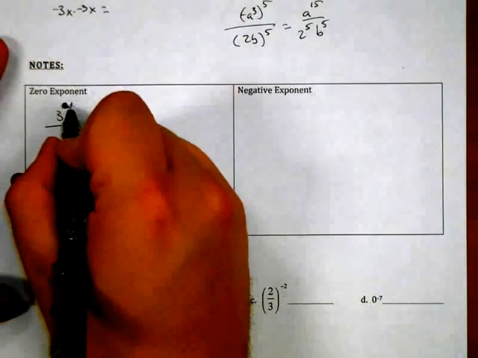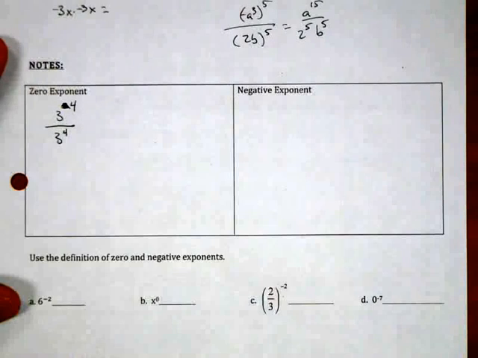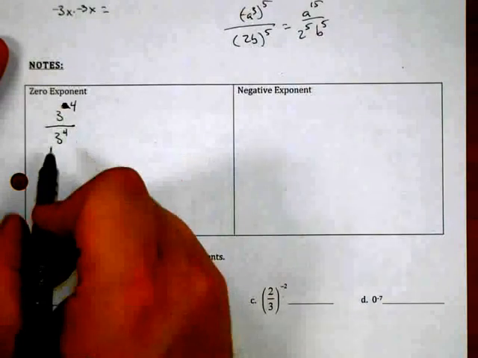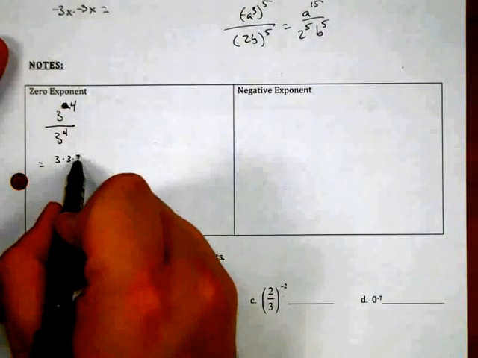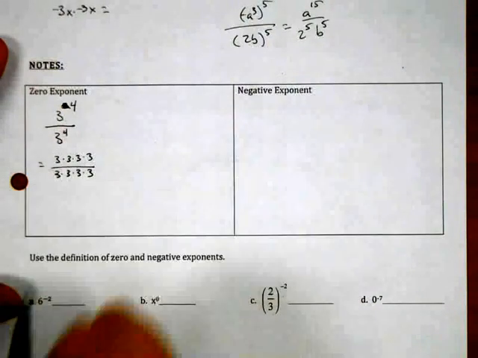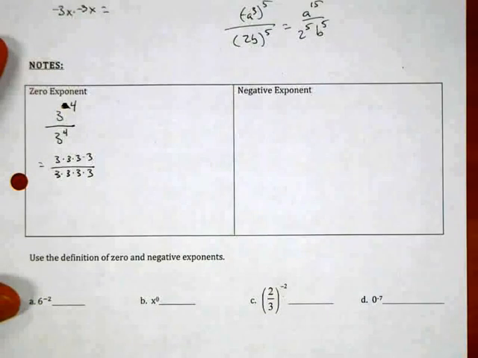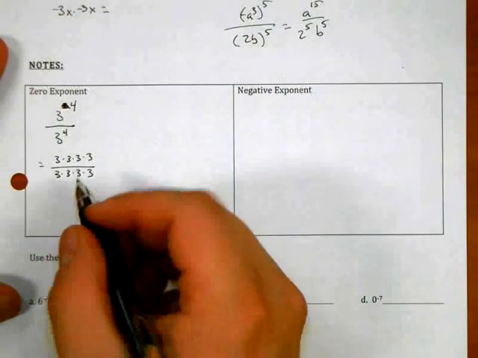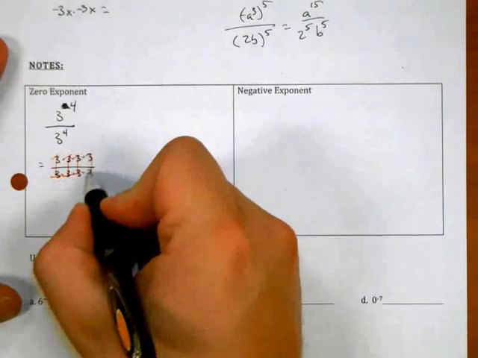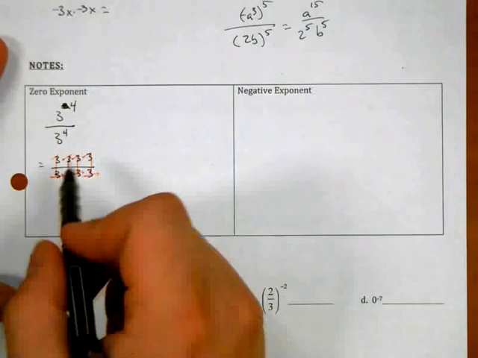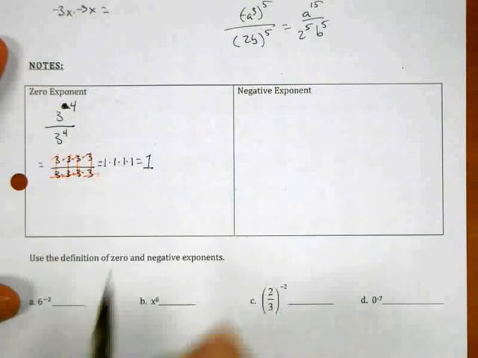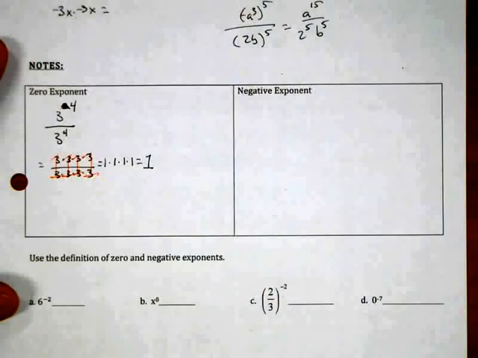Actually, I'll change this. 3 to the fourth power over 3 to the fourth power. And let's use our exponent rules to rewrite this. So 3 to the fourth is really the same as 3 times 3 times 3 times 3. And 3 to the fourth also is 3 times 3 times 3 times 3. And since we have like factors on top and bottom, we note that 3 divided by 3 is 1, and so on for each pair. So this whole thing ends up being 1 times 1 times 1 times 1, which is exactly 1.